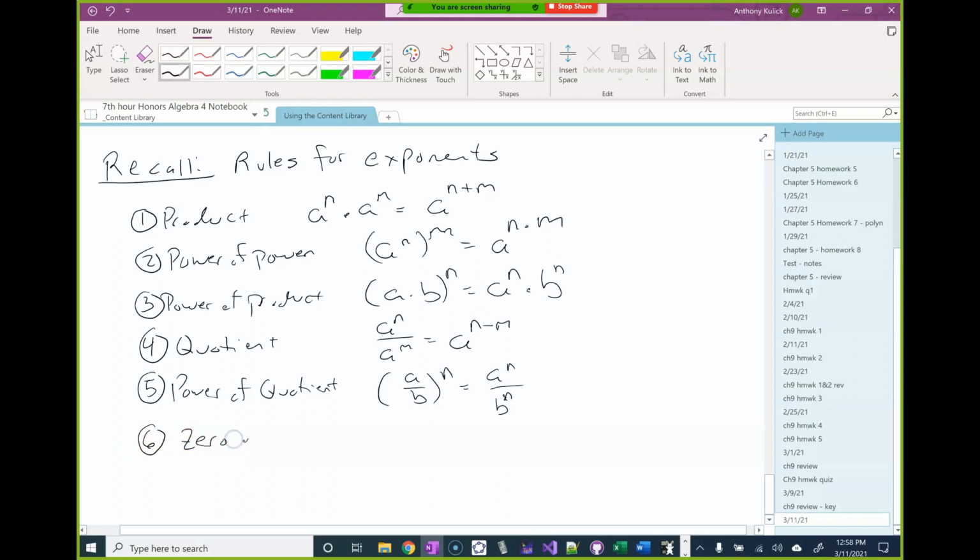There's the zero exponent property. It says a to the 0 is 1, assuming that a is non-zero. I guess for this other one I have to say that b is non-zero. And for this one, a is non-zero. Again, you can't have a zero denominator is basically all we're saying there. And I think that's it.